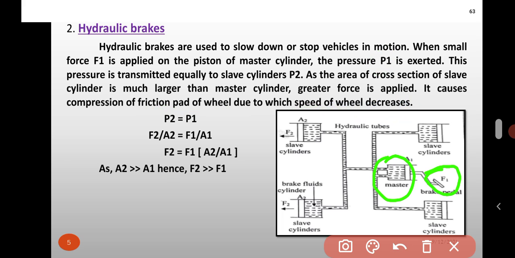Therefore P2 is equal to P1. P2 is equal to F2 upon A2 and P1 is equal to F1 upon A1. Rearranging, F2 is equal to F1 times (A2 upon A1). As A2 is much greater than A1, hence F2 is much greater than F1.